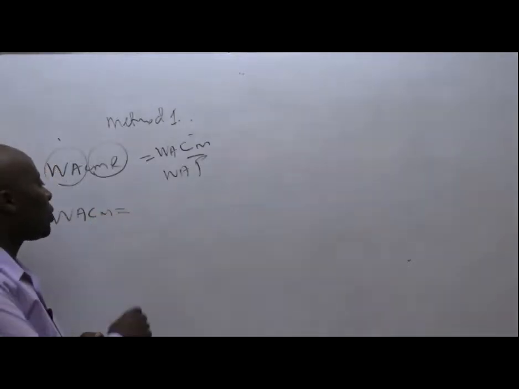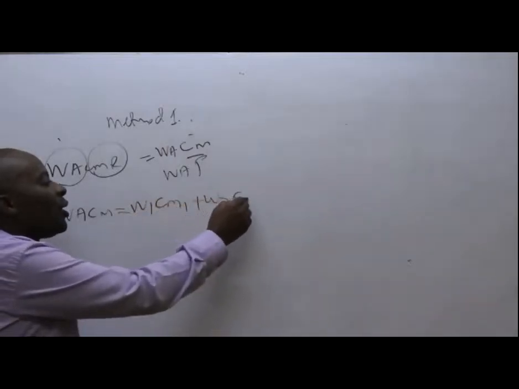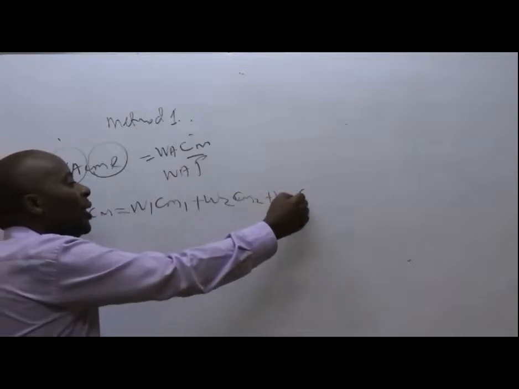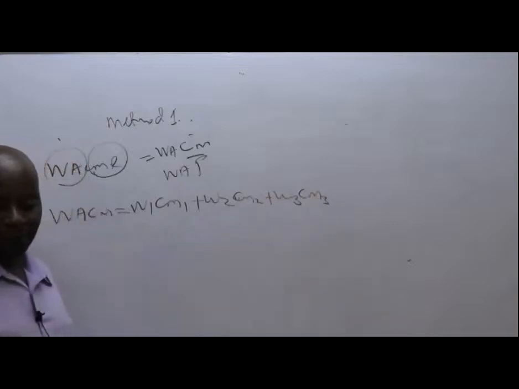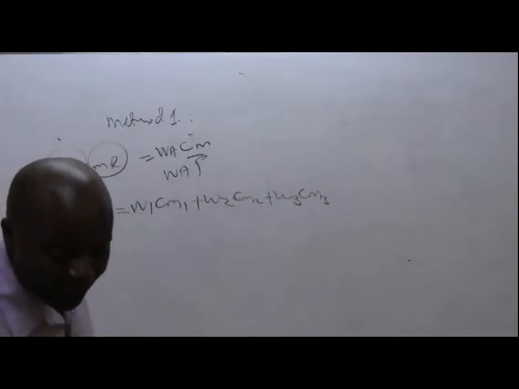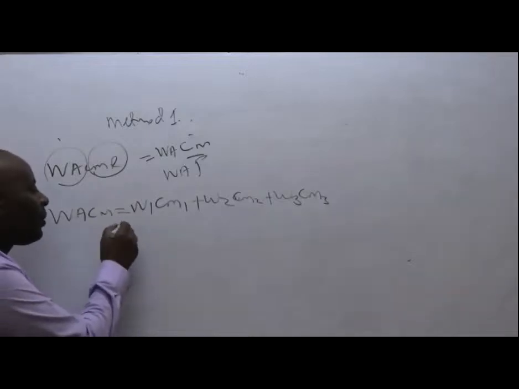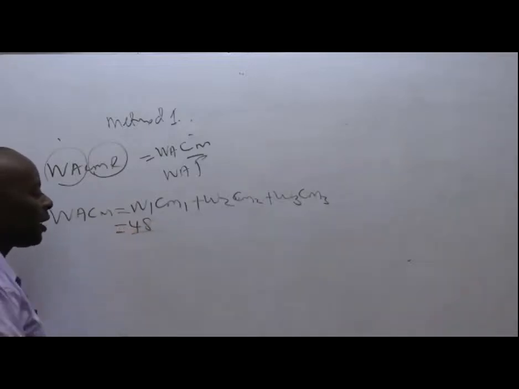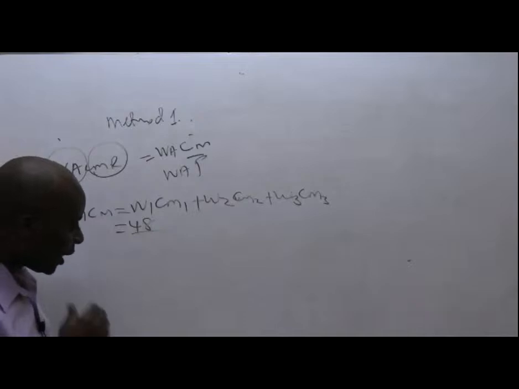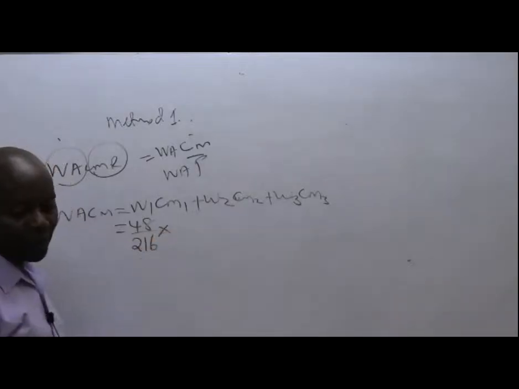To get WACM, we take weight 1, CM1, plus weight 2, CM2, plus weight 3, CM3, like that. Now, ladies and gentlemen, what are we supposed to be having here for weight 1? You are the guys who gave me the figure. If I remember well, weight 1 was 48. 48 divided by what here, somebody? 48 divided by 216 times contribution margin 1.